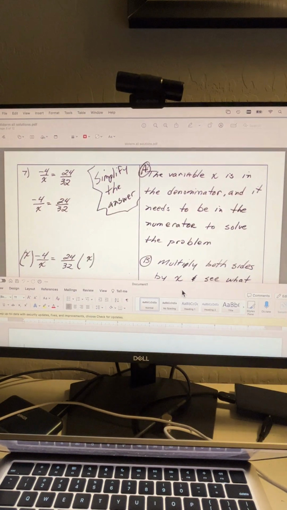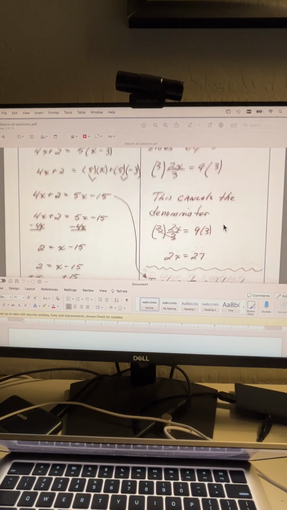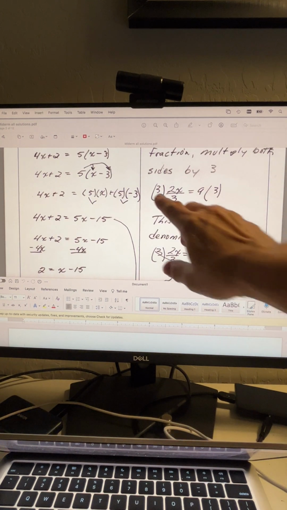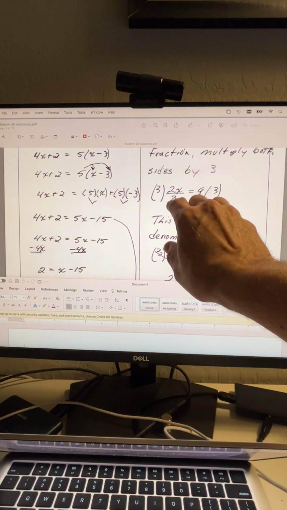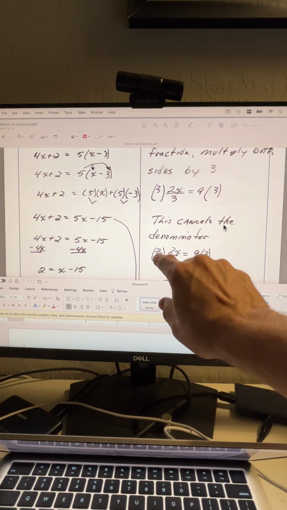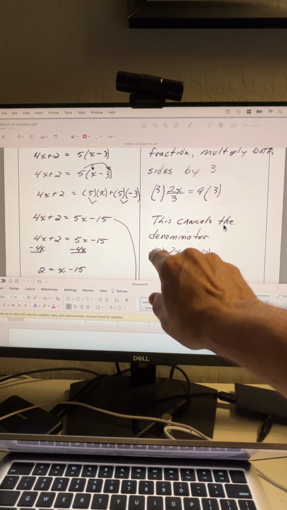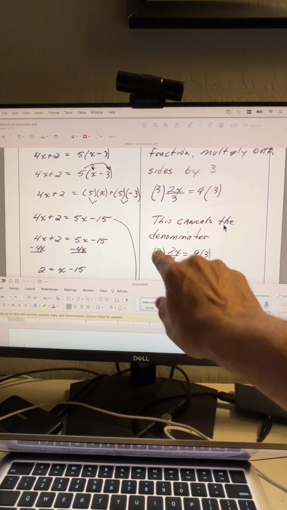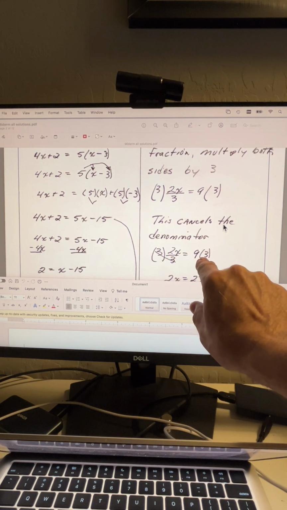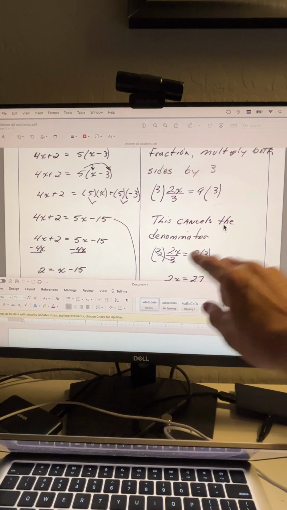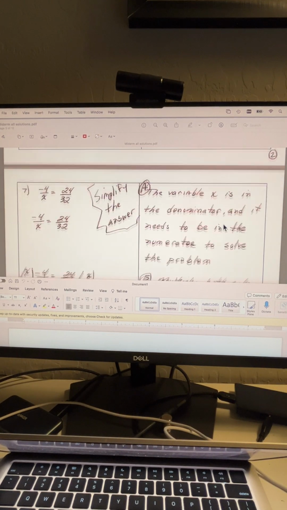If that would have been a number, let's look on the previous problem. So here's one in the last video. You see there's a number in the denominator. Well, look what I did. I multiplied by the same number, and it cancels, which is nice. And then multiply the same number over there. So exact same strategy. It's just now it's a variable.